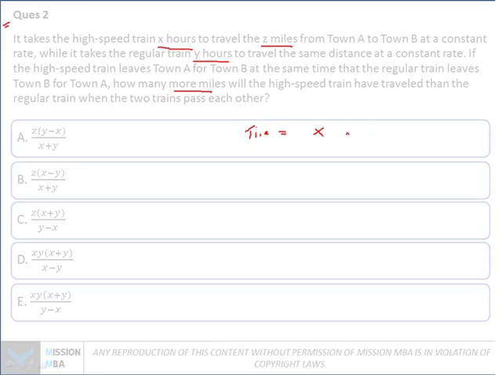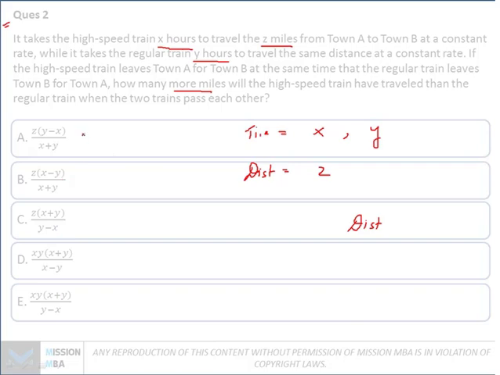X is time over here, Y is time over here. We have a quantity which is distance. So Z miles, that's a distance over here. The answer which we need is how many more miles will the high-speed train have traveled. So ultimately the answer should be distance. Alright, so let's have a look which of the quantity does not even give us a distance.